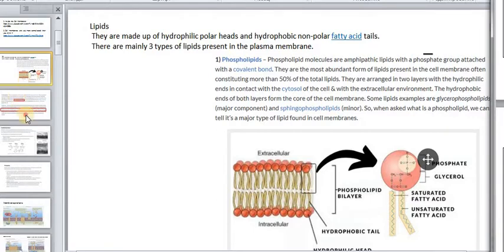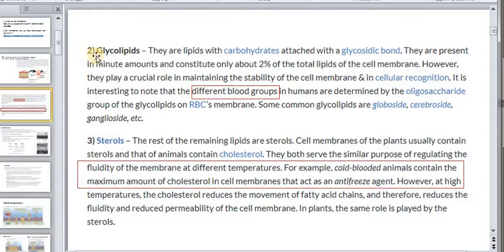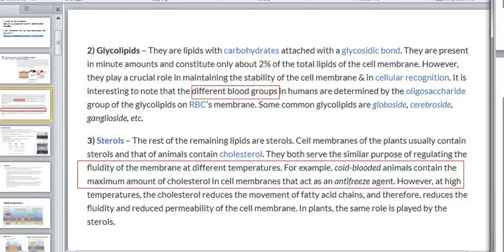On the next slide, we can see different kinds of lipid molecules, for example, glycolipids and even sterols. Glycolipids are about 2% of total membrane molecules, as they stabilize the membrane and are responsible for cell recognition, for example, blood type. Sterols in animal cells are cholesterol molecules, which provide fluidity and plasticity of the membrane, especially at low temperatures. Therefore, there are a lot of cholesterol molecules in the cell membrane of cold-blooded animals.